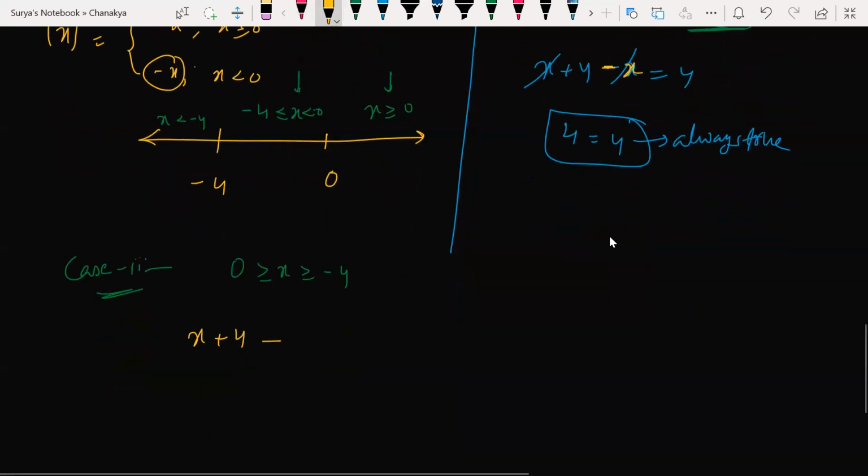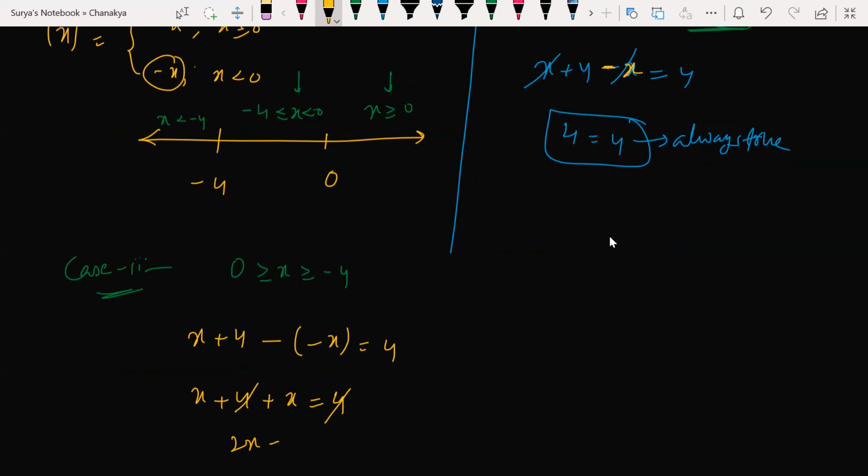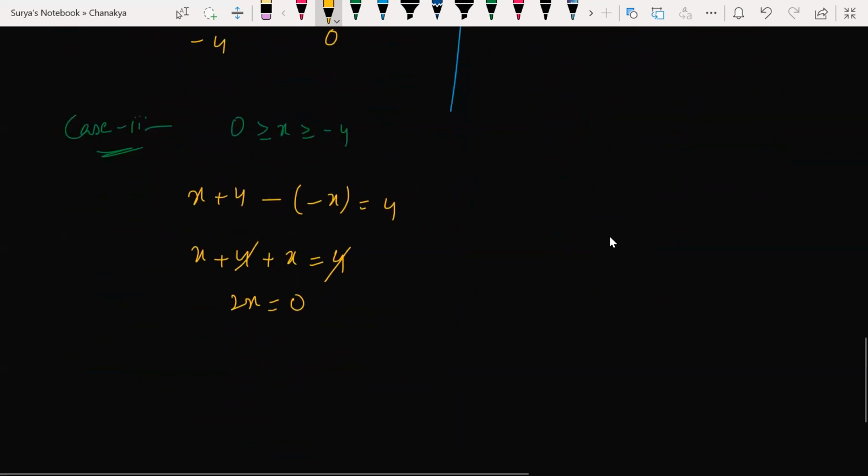Look at this. x less than 0 here. So minus of minus x is equal to 4. x plus 4 plus x is equal to 4. Cool, 4 got cancelled. 2x is equal to 0. All right, x is equal to 0.